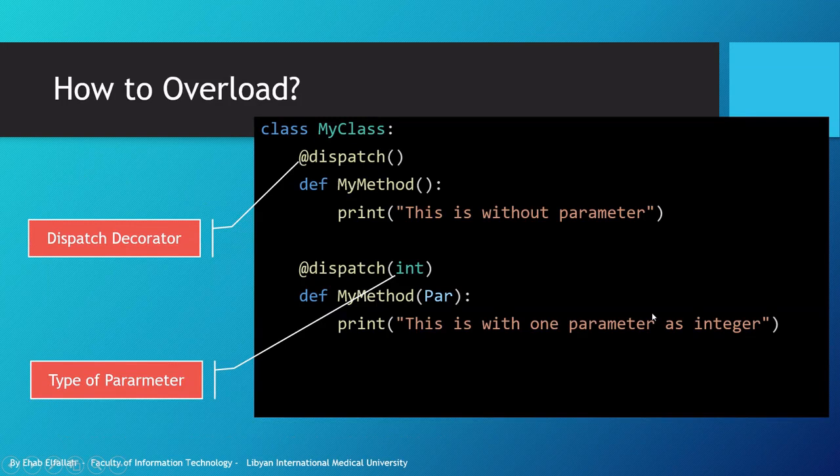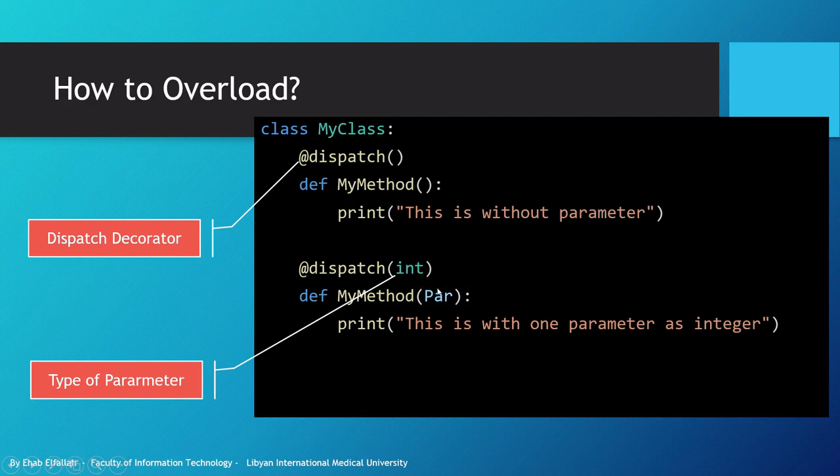So how do we do overloading in Python? Let's assume that we have a class that consists of two methods with the same name, but with different implementation. Here we have a method called my method, and here also we have a method called my method, but this one does not receive any parameters, and this one receives only one parameter. We could have other methods also that receive different parameters.